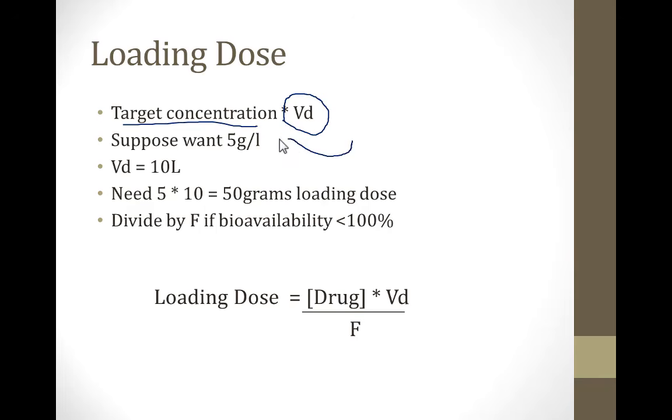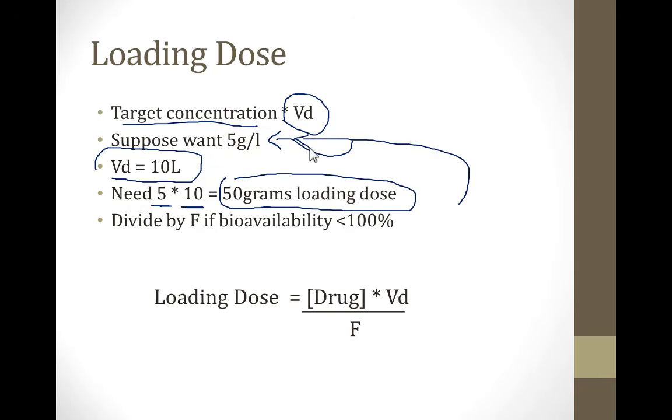So suppose, for example, we wanted a concentration of 5 grams per liter because we know that that creates a therapeutic effect. If we also know the volume of distribution of the drug is 10 liters, then we can figure out our loading dose. We take the 5 grams per liter that we want times the 10 liter volume of distribution, and this tells us that we need to give a 50 gram loading dose. And the goal of this dose is to get us up to that concentration of 5 grams per liter immediately without having to wait several half-lives.